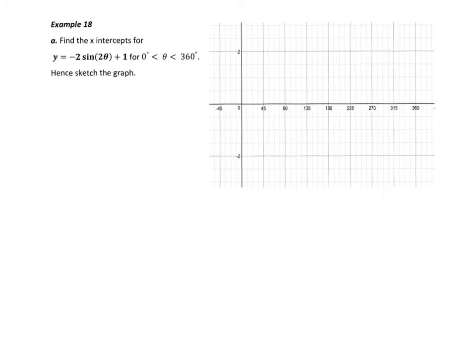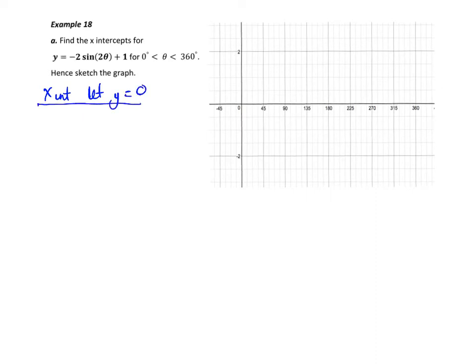In this example, we're asked to find the x-intercepts and then to sketch the graph. So let's do that first. Let's find the intercepts first. And like in all graphs, finding the x-intercepts, we let our y value equal 0. So x-intercept, let y equal to 0.